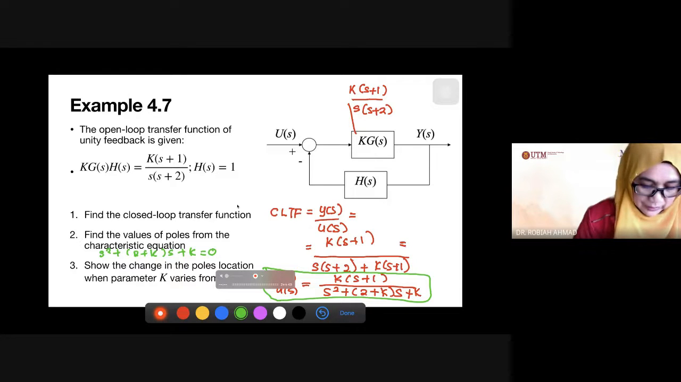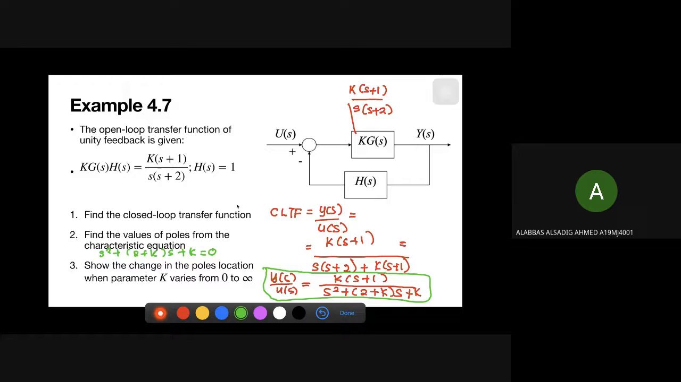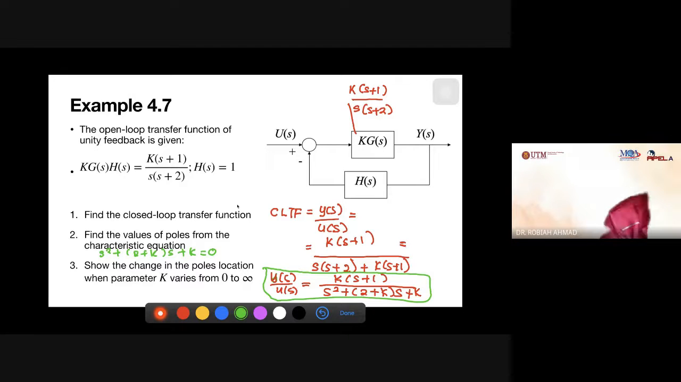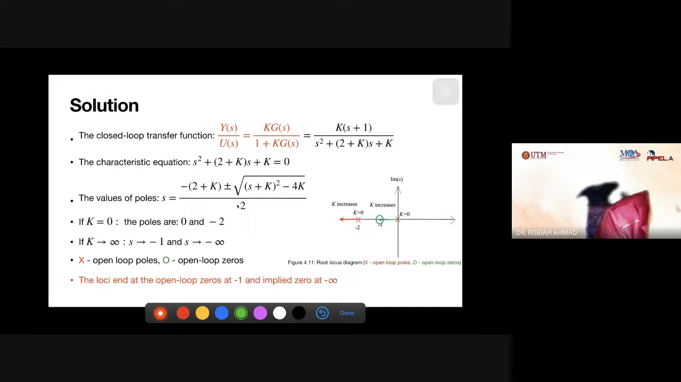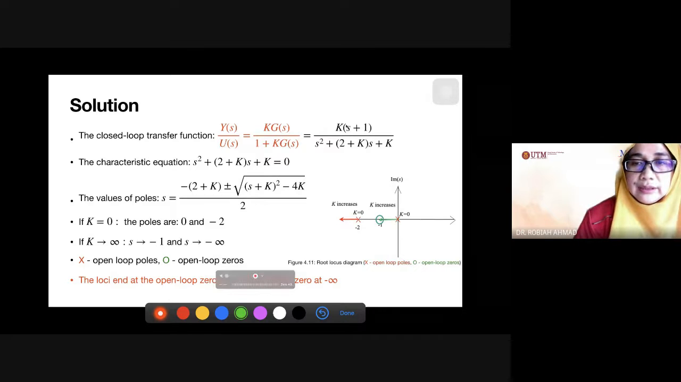Okay, so up until now, class boleh follow ke? So far so good? Yes, Doctor, we're following. Okay, so I proceed. Okay, so this is the closed loop transfer functions, ks plus 1 over, we have the denominator open loop tadi, and then plus the numerator. So therefore the characteristic equation is s squared plus 2 plus k s plus k equal to 0.